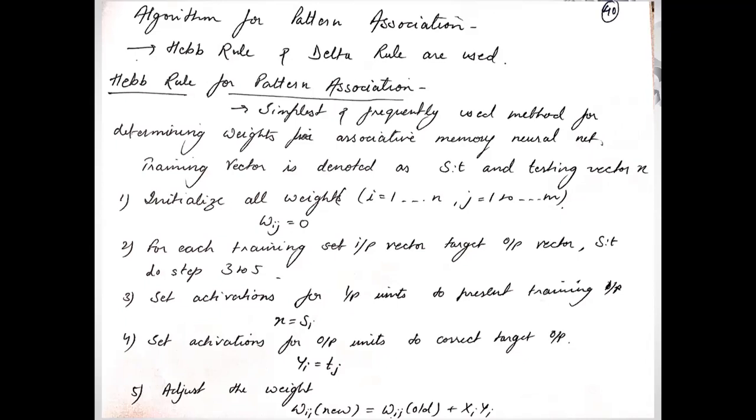What are these steps? First of all, we have to set the activation for the input unit to present the training input, that is X is defined as equal to si, and similarly the output unit activation is set, that is the output is defined as yj equal to tj. So the training was S:T, and here we have X:Y. Now when we need to adjust the weight, how do we adjust it? The new weight should be equal to the old weight plus xi yi.